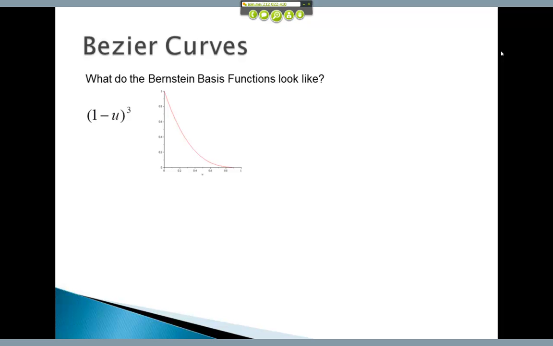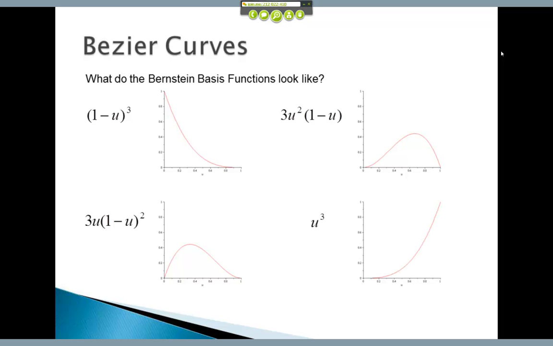And so the first basis function, the first blending function, is (1 minus u) cubed, and the curve looks something like that. 3u (1 minus u) squared, the curve looks something like that. 3u squared (1 minus u) looks kind of skewed to the right. And u cubed is just this power curve running up to the right.